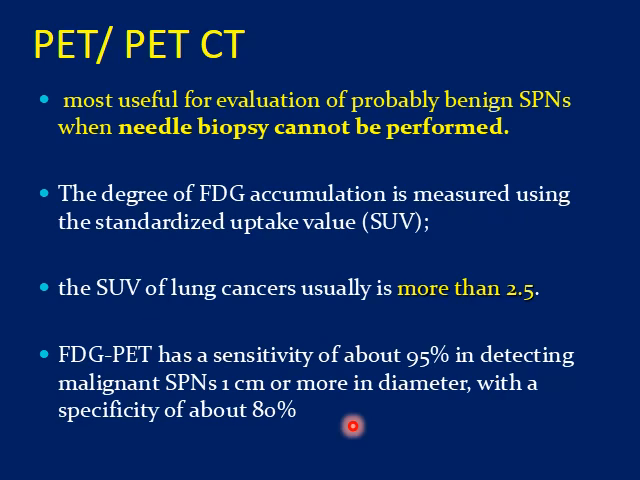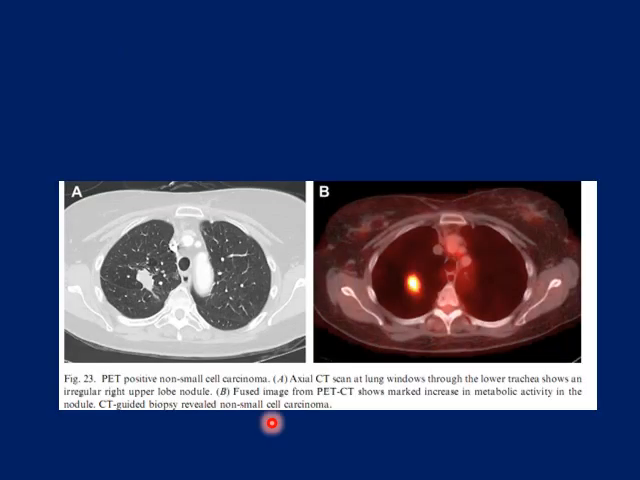FDG PET has a sensitivity of about 95% in detecting malignant solitary pulmonary nodules 1 centimeter or more in diameter, with a specificity of 80%. Take care that the specificity is not high. This is an example lesion with a spiculated outline, and it has taken the tracer, and its SUV is very high. As you see, it is very bright. This is malignant.